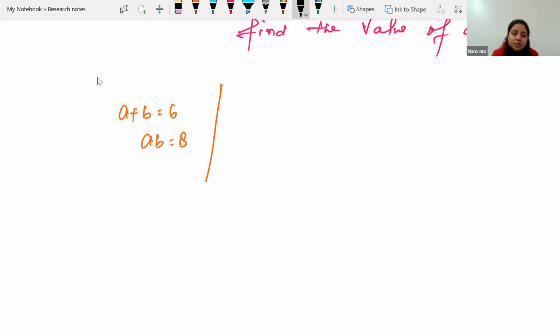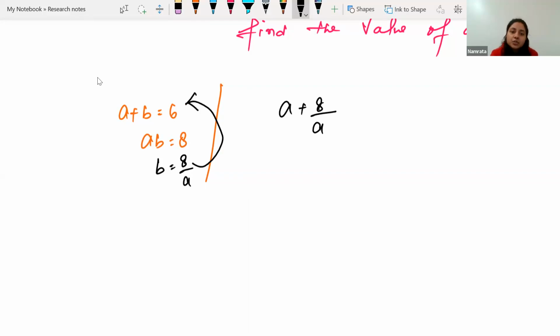Basically we can do the substitution over here, or you can use the formula also. Okay, so basic substitution will also work. If you are saying that b is equal to 8 by a and you substitute over here, you will end up getting a quadratic equation, and that quadratic equation you have to solve to find the value of a and b. Let's do it quickly.